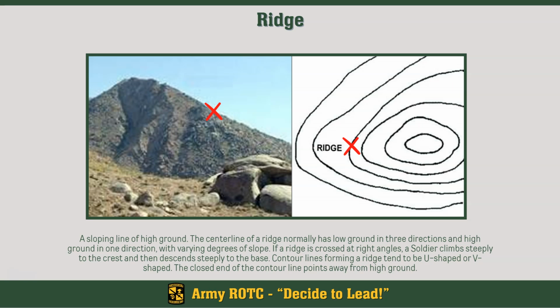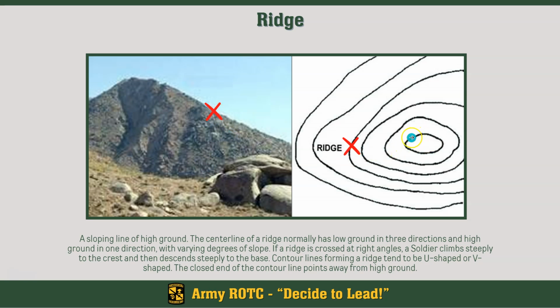If a ridge is crossed at right angles, a soldier climbs steeply to the crest and then descends steeply to the base. And contour lines forming a ridge tend to either be U-shaped or even V-shaped. And the closed end of the contour line points away from that high ground. So you can see here, we've got a ridge line here. This side right here probably looks identical to the other side, right? A steep line of elevation on the left and on the right.